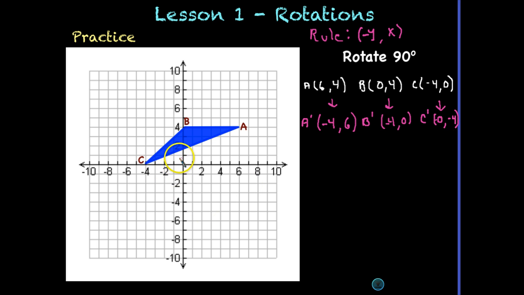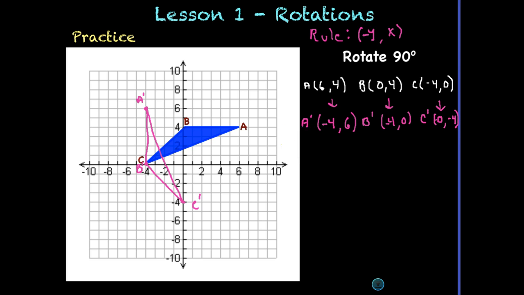Now we're ready to plot this. So we're going to plot a at -4, 6, and be careful to actually mark that so that you know which vertex that is. And b is at -4, 0, so b is actually here. And then c is at 0, -4, which is here. Okay, all we have left is to connect our dots. And now you can see how this object has been rotated 90 degrees about the origin. And that would be very difficult to eyeball without actually using the rule.